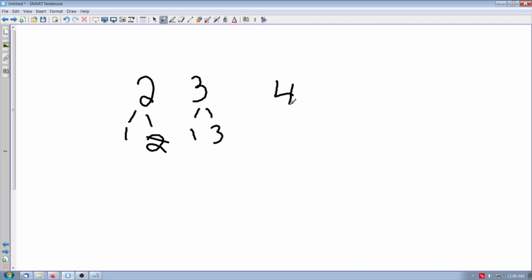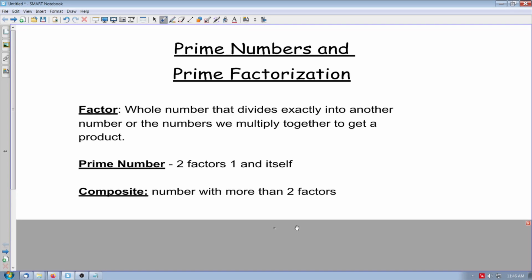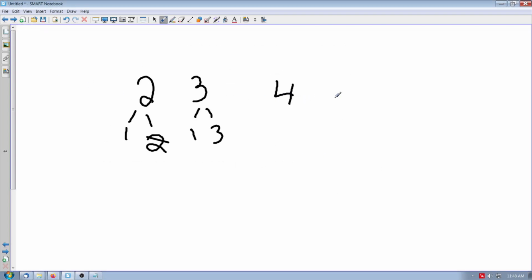Number 4 is not a prime number because it is a composite number. Well, that would lead us to another definition, a definition of a composite number. A composite number has more than 2 factors. So let's look at an example. If I go back to that number 4, the factors of 4 are 1, 2, and 4. That means it has 3 factors, making it a composite number, not a prime number. Hopefully you guys can understand the difference between the two.